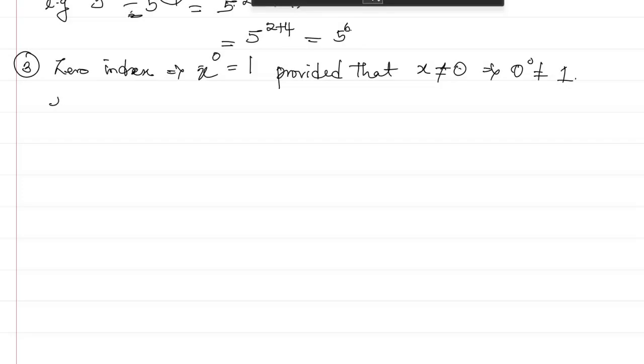So let's solve an example. Let's say we have 3 raised to the power of 3 divided by 3 raised to the power of 3. Notice here that this is the same as saying 3 raised to the power of 3 minus 3, and that's going to give you 3 to the power of 0, and that's going to give you 1.